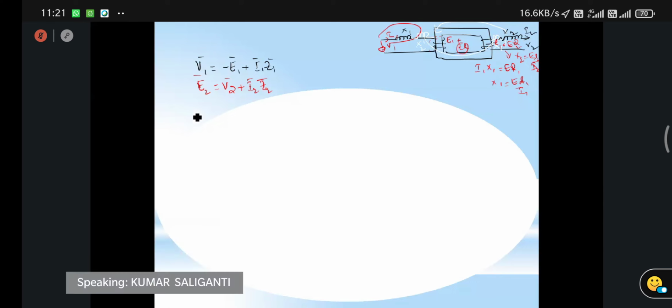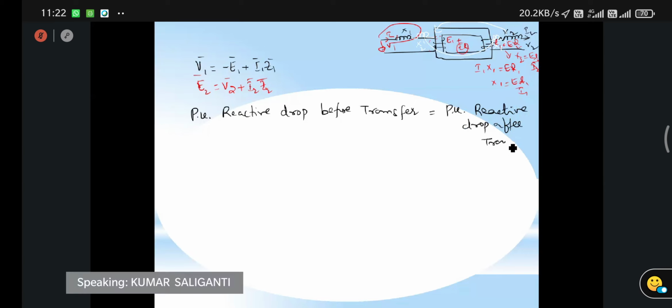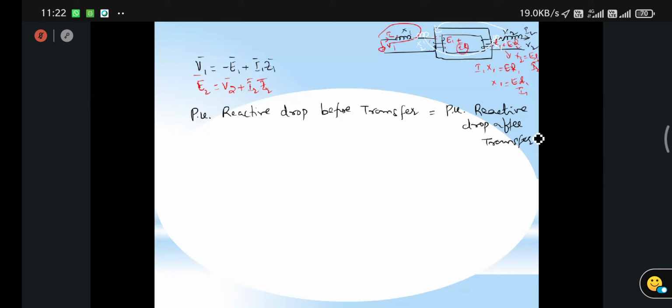Here, the per unit reactive drop before transfer is equal to the per unit reactive drop after transfer.